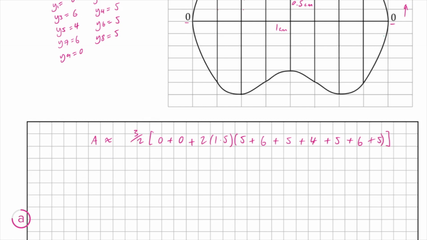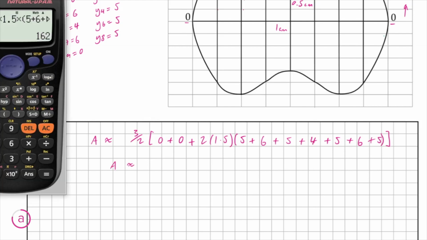Okay, so now we've added all our y values in, and now we have this big long expression that we can just put in the calculator to find the total area, or at least the top half of the area. So once we plug it in, we're going to get that A is roughly equal to 162.